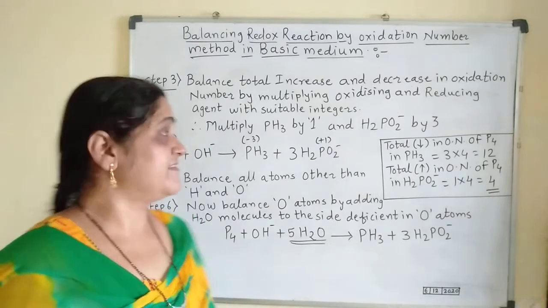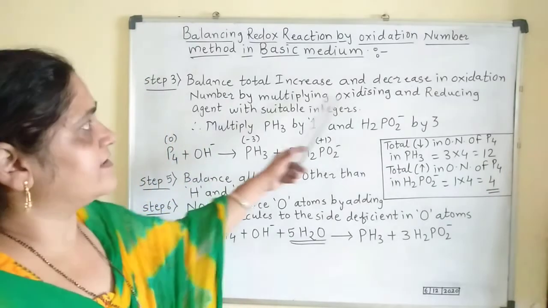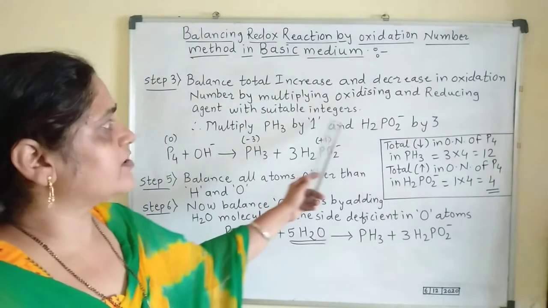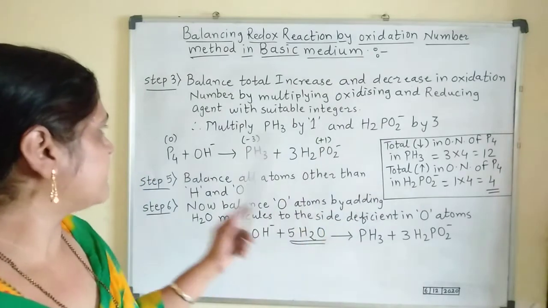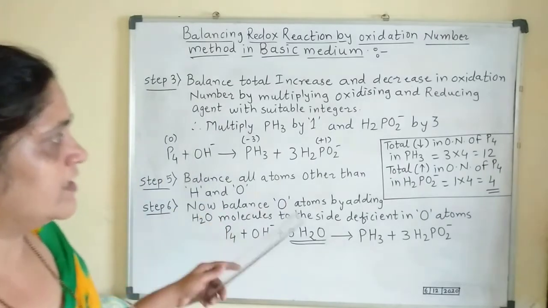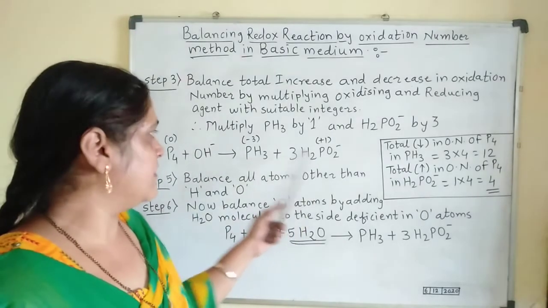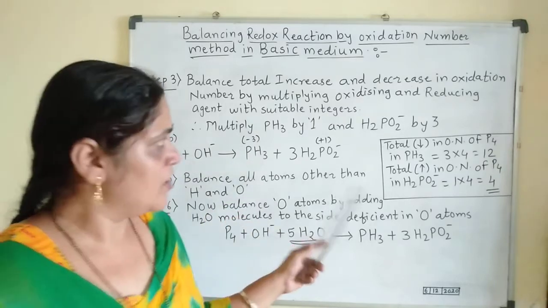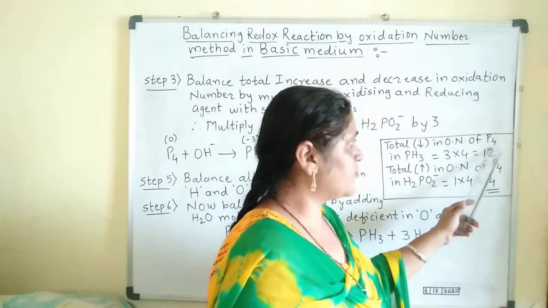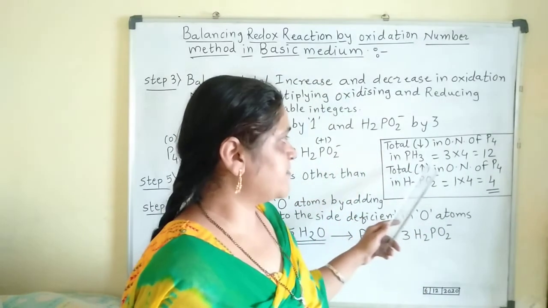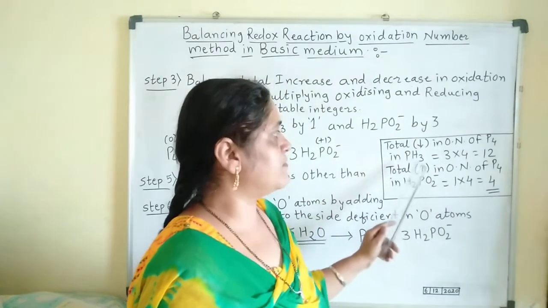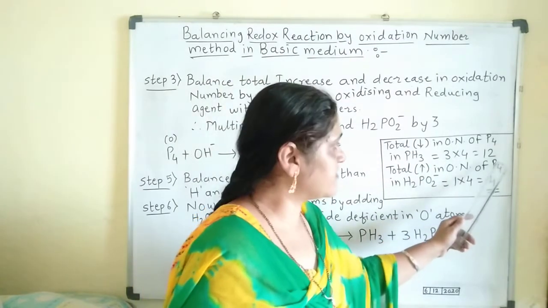Now students, in this next step we have to balance total increase and decrease in oxidation number by multiplying oxidizing and reducing agent with suitable integers. We have seen in the previous step that phosphorus is the only one working as oxidizing and reducing agent. It shows total increase in the oxidation number by 1 and total decrease in the oxidation number by 3. So total increase and decrease we have to balance. First, the formula of phosphorus is P4. So every phosphorus atom is showing decrease by 3. Therefore total decrease in oxidation number is 3 multiplied by 4 equals 12.